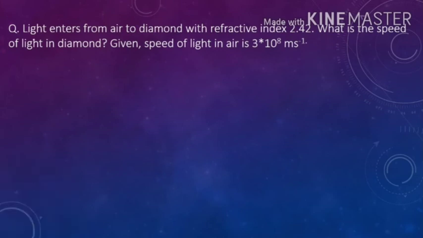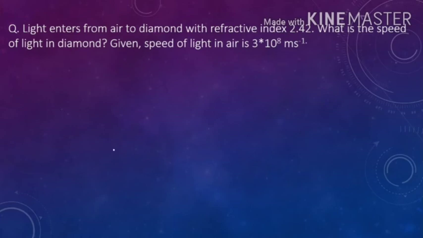Light enters from air to diamond with refractive index 2.42. What is the speed of light in diamond? Given the speed of light in air is 3 into 10 to the power 8 meters per second. Okay, light enters from air to diamond with refractive index 2.42. What is the speed of the light in diamond?